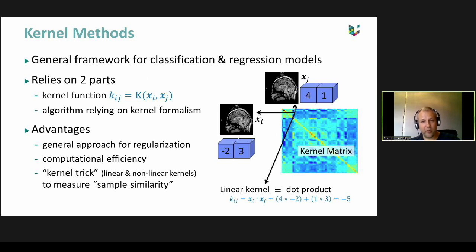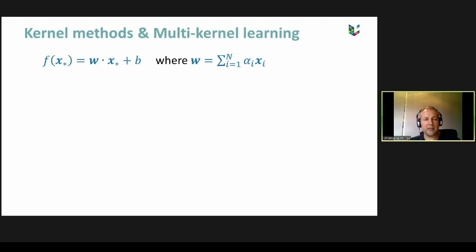The advantage of that formalism is that it's a general approach for regularization. So we take the whole image together and we condense each pair of images by a single number. It's also very efficient in terms of computation. And altogether, it can be linear or non-linear for this kernel formula, this kernel trick, but it's measuring the similarity between the samples that you have. So how does that fit in?